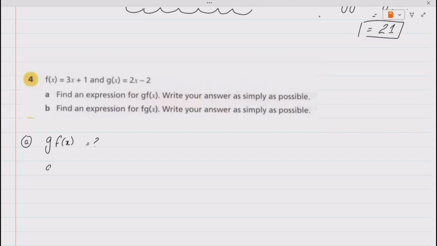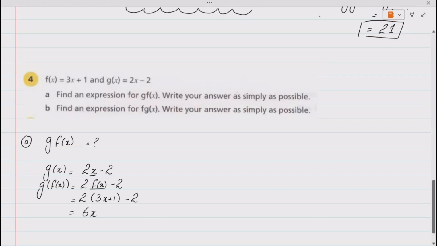Here we have two functions f and g given, and in part A we have to find gf of x. So g of x is 2x minus 2. Then in place of x I write f of x, so 2 f of x minus 2, right? 2 f of x is 3x plus 1, minus 2. So 2 into 3 is 6x plus 2 minus 2; the plus 2 and minus 2 cancel out. It becomes 6x. So gf of x is 6x.